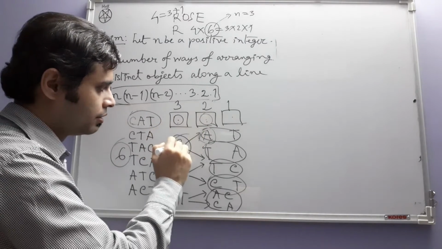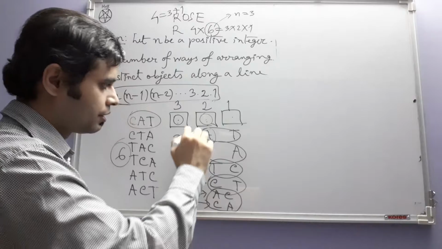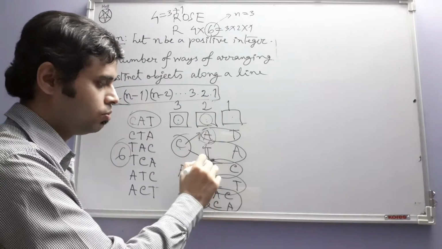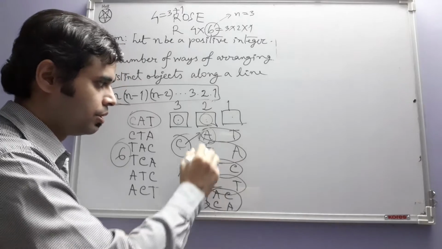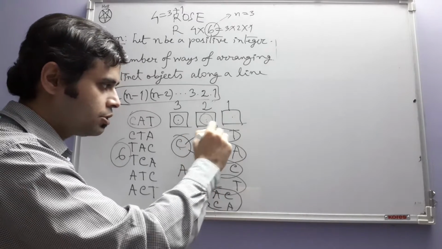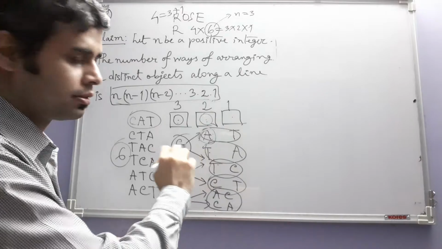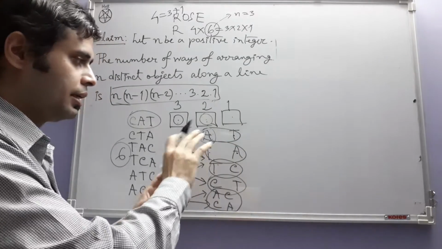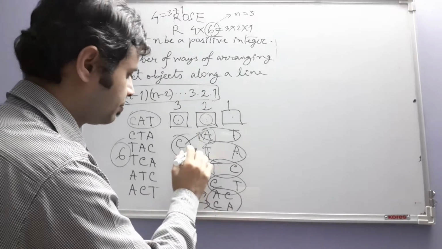These three things, each one of them is giving me 2. 2, 2, 2. Now these two things, each one of them is giving me 1. Okay, A gives me T, T gives me A. It does not increase anymore.